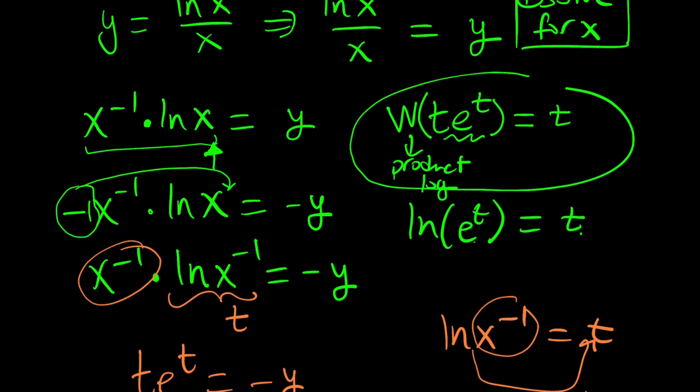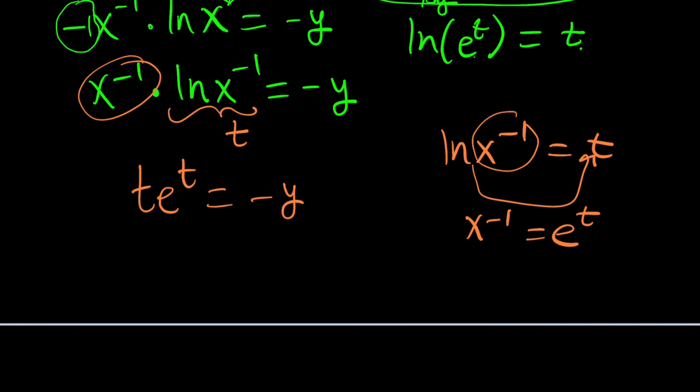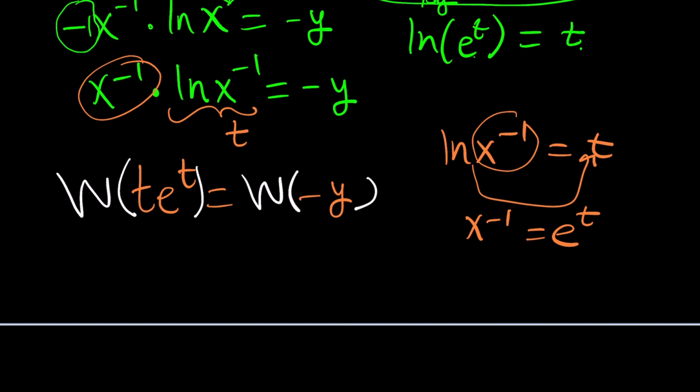Great, so now we got it. And now we can apply Lambert's W function. Let me go ahead and move this a little bit away so that we can apply Lambert's easily. So let's put a big W here and big W here, okay? And erase this and put a nice equal sign. Great. Now, when you apply Lambert's W function to t e to the t, you know what you're going to be getting, right? It's going to give you t. Okay, great. Now, the right-hand side is W of negative y.